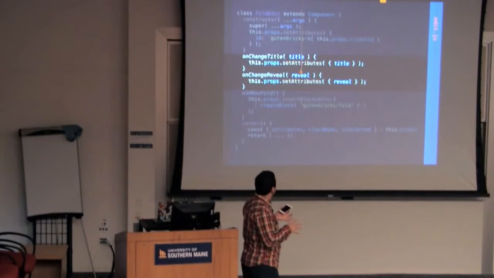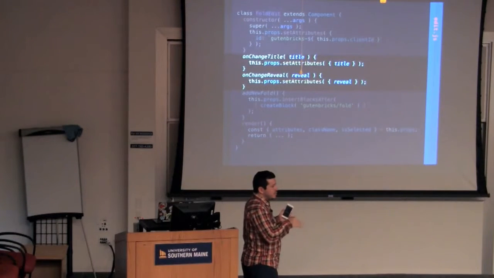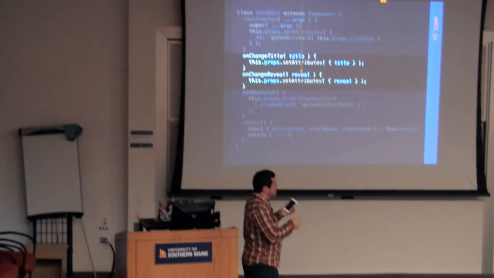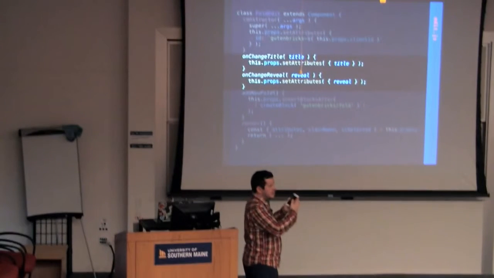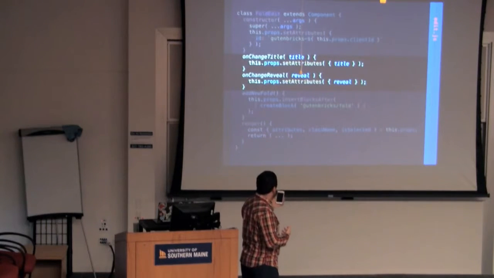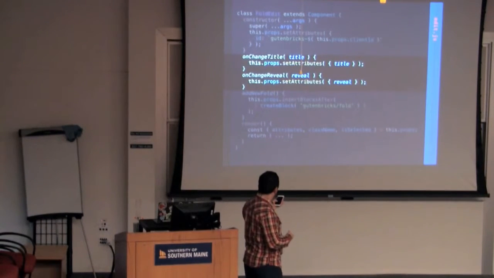What these methods will do is, whenever a user enters some text in the text boxes, it will change the title, it will update it in the attributes. Remember that the blocks are an object tree, and they will update the attributes of that object. The same for the answer.